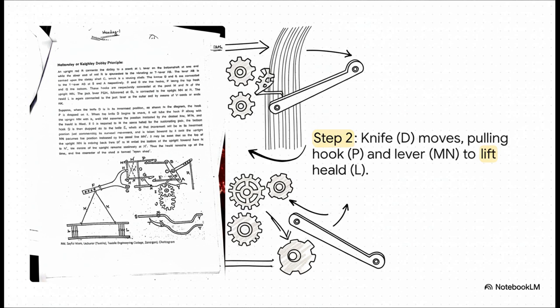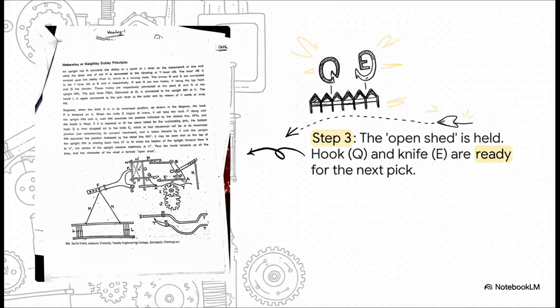And that one simple movement sets off a chain reaction through all the other levers, which yanks up the heel frame, L, at the bottom. And just like that, a specific set of threads has been lifted, and our pattern has begun. And this, right here, shows you the genius of the open shed. That thread stays lifted. It doesn't drop back down.